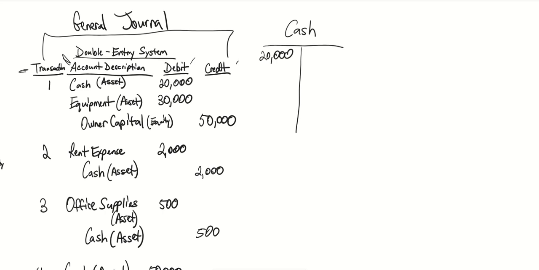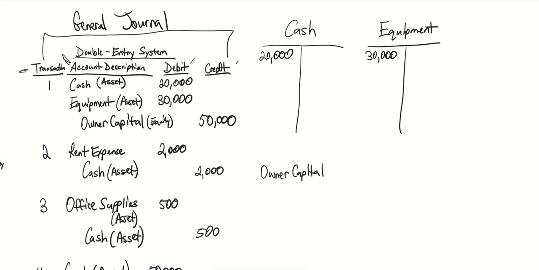So equipment, I'm going to put equipment over here. It's going to also have its own T account. Equipment has a debit of 30,000. I'm going to put that 30,000 on the left side of the T account. So this just lets you know that cash and equipment are 2 separate accounts. You're accounting for all of the amounts that occurred in cash separate from all of the amounts that occurred in equipment. Hopefully that makes sense. Then we got owner capital. I'll throw owner capital down here. Owner capital has a credit of 50,000. That 50,000 is going to go on the right side of its T account. Okay, we're done with transaction 1.